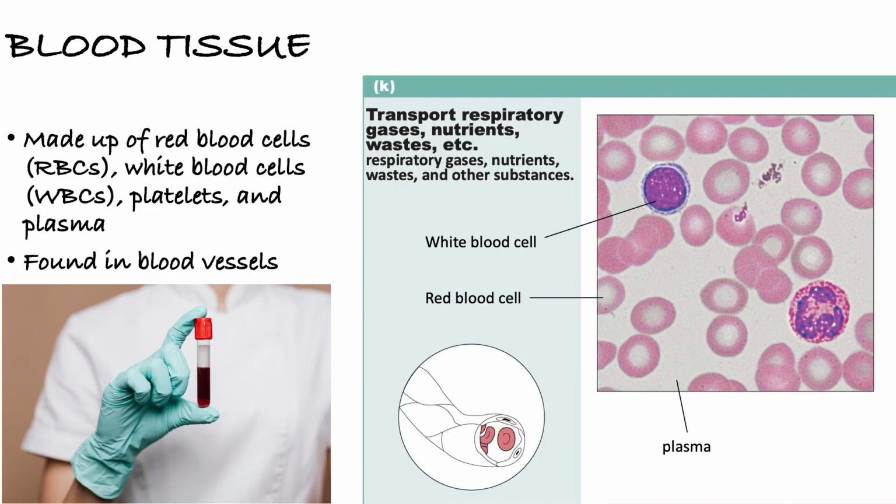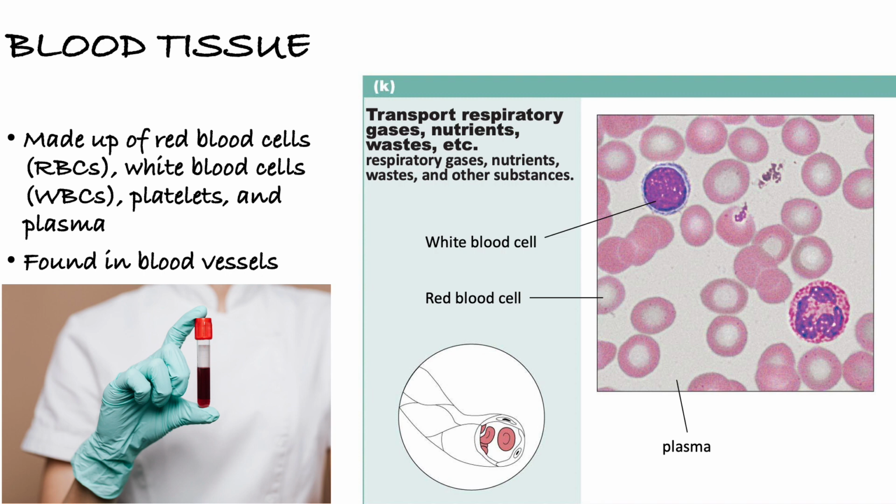The next connective tissue is going to be blood tissue. Yes, blood is a tissue. Okay, most people think tissue has to be solid. Blood is a tissue. It's a liquid tissue, and it's made up of red blood cells and white blood cells, platelets, and plasma. So we have three major cells here.